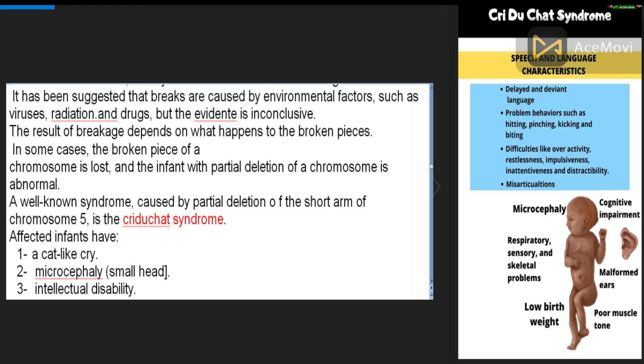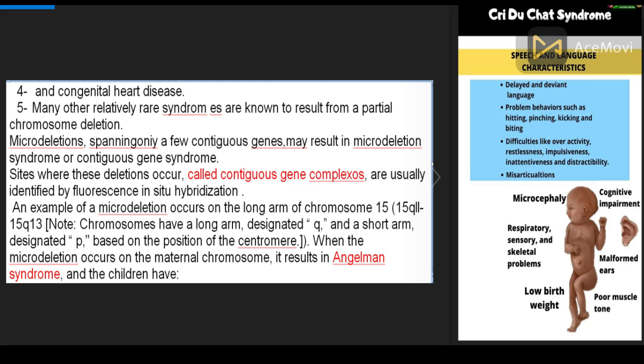In some cases, the broken piece of a chromosome is lost, and the infant with partial deletion of a chromosome is abnormal. A well-known syndrome, caused by partial deletion of the short arm of chromosome 5, is the cri-du-chat syndrome. Affected infants have: 1. A cat-like cry. 2. Microcephaly, small head. 3. Intellectual disability. 4. And congenital heart disease. 5. Many other relatively rare syndromes are known to result from a partial chromosome deletion.